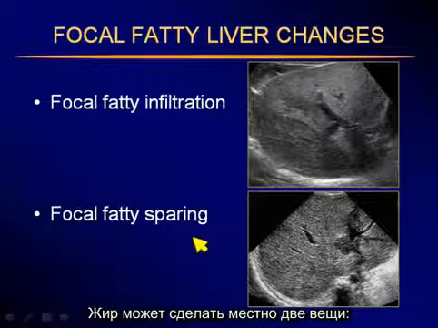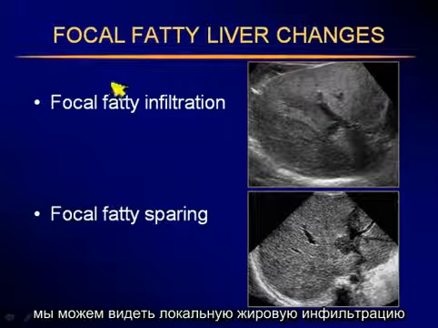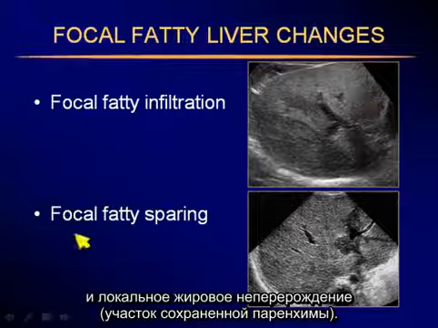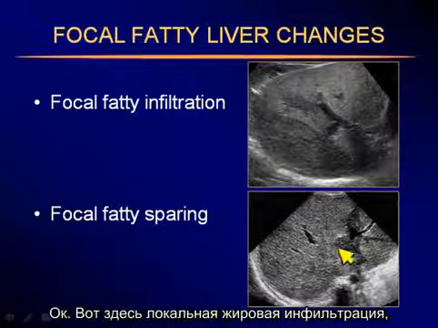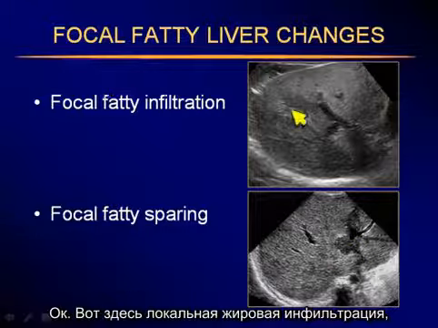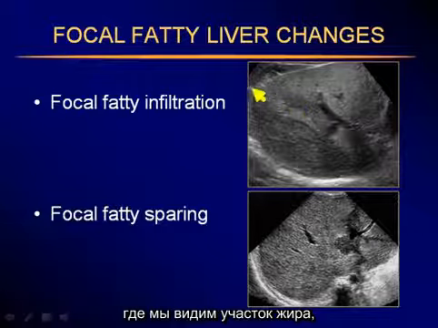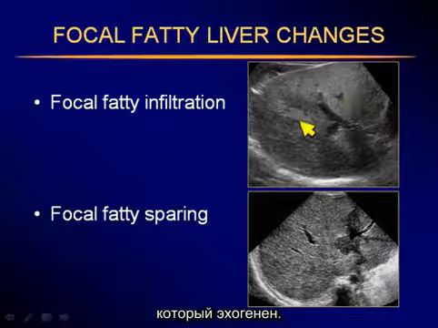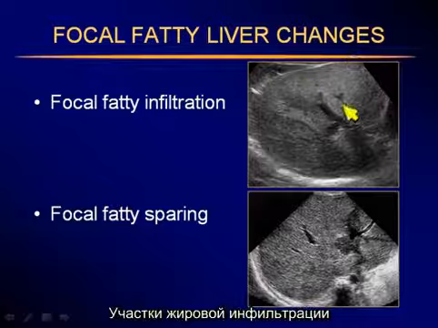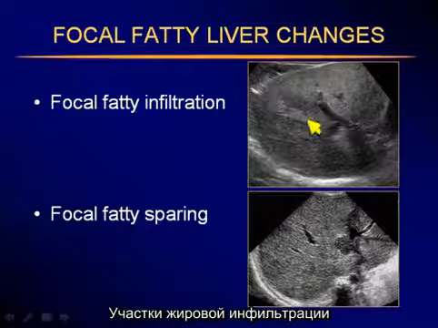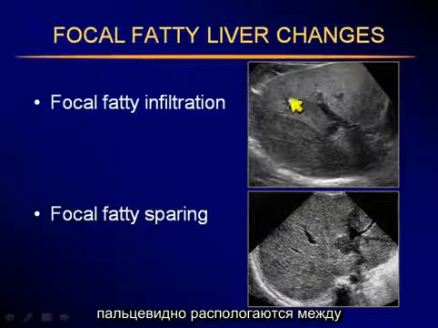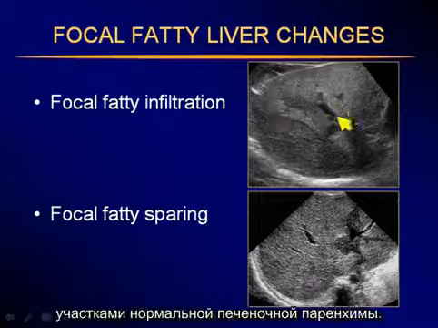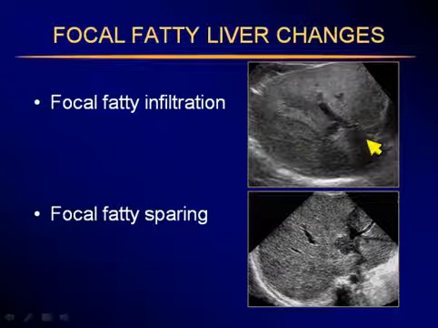Now, fat can do two things focally. We can have focal fatty infiltration, and we can have focal fatty sparing. Okay, here's focal fatty infiltration, where we have areas of fat. Now, the fat part is echogenic. Areas of fatty infiltration interdigitating between areas of normal liver parenchyma.